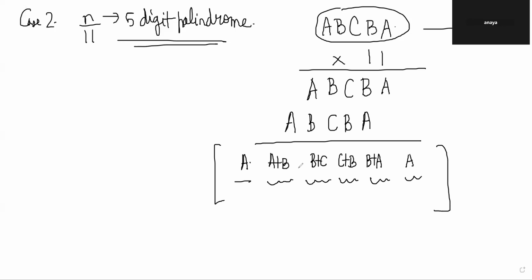Total number of such 5-digit numbers is not a problem. You can do A in 9 ways, B can be taken in 10 ways, and C can also be taken in 10 ways, and after that it is fixed. So there are 900 ways to make palindromes like this, right?